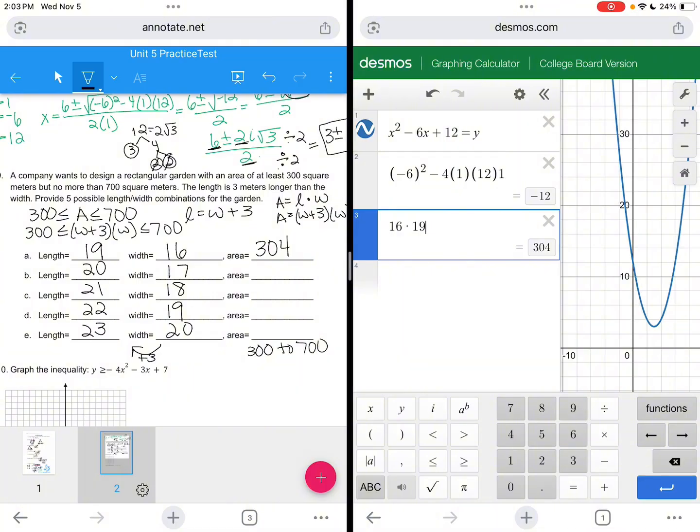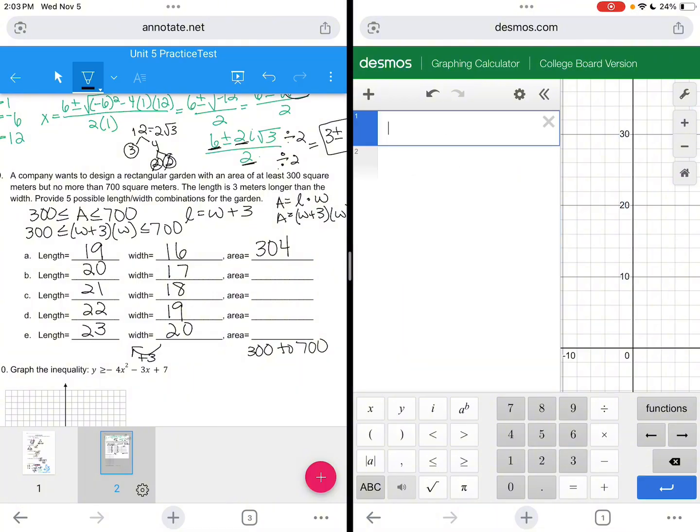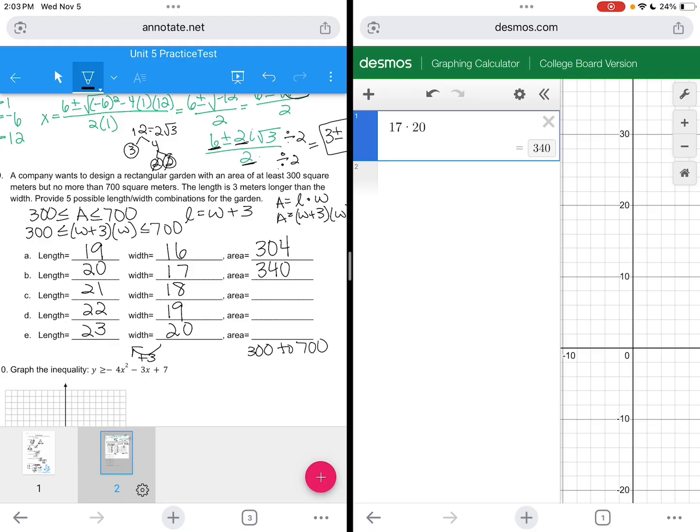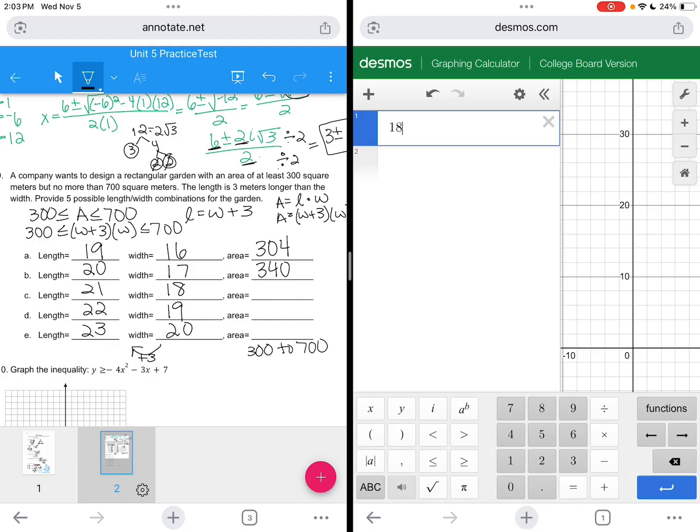So all I was looking for was one that would work, and then I can kind of guess and check the rest of them from that one that I found. Because I know that my area needs to be from 300 to 700, and that my length needs to be 3 more than my width. So 17 times 20 is 340. 18 times 21 is 378. 22 times 19 is 418. And 20 times 23 is 460. And those will all work.